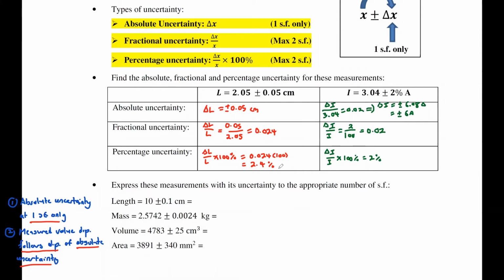For our last example, express these measurements with its uncertainty to the appropriate number of SF. Recall that earlier I mentioned that when expressing a measured value with its absolute uncertainty, there are rules to follow. The first rule is that the absolute uncertainty must be at 1 SF only. The second rule is that the measured value dp must follow the dp of the absolute uncertainty. You need to follow the first rule first before you move on to the second rule.